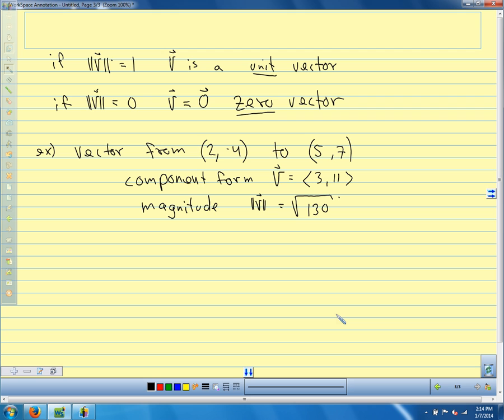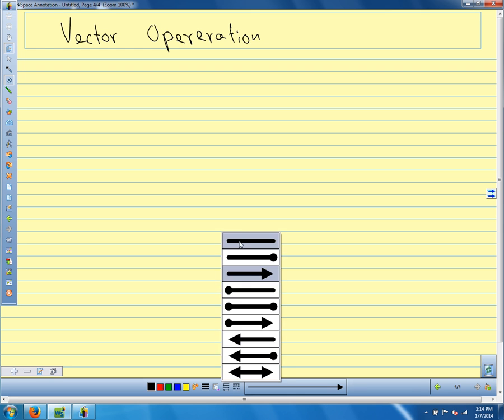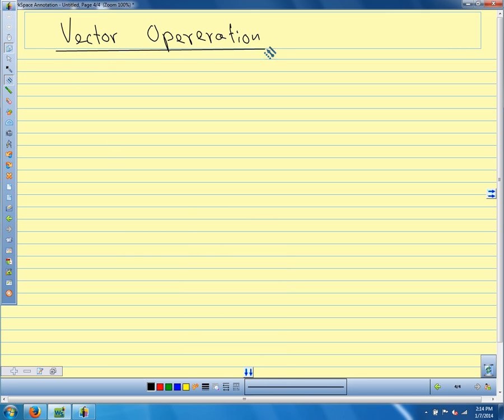All right. Now we want to do things with vectors. We know what they are. We know how to find the component form. We want to do things with them. So let's talk about how we do things. Vector operations. So like I said, nothing really complicated today. Just a lot of little pieces, little details about vectors, so we can actually start doing things with them. Then things get more interesting.